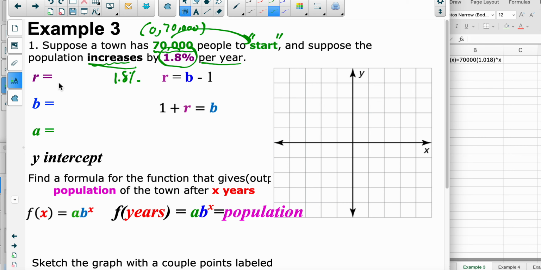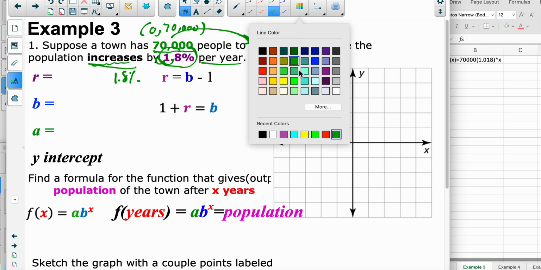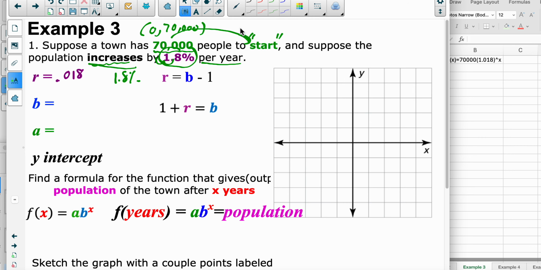But when we write our equation, we always want to have it in decimal form. So I'm going to move the decimal to the left 2 places. So r, as a decimal, would be 0.018. Okay, so that's a couple pieces of information that we have. Then we're going to find b and a, because we want to write it ultimately in exponential form.